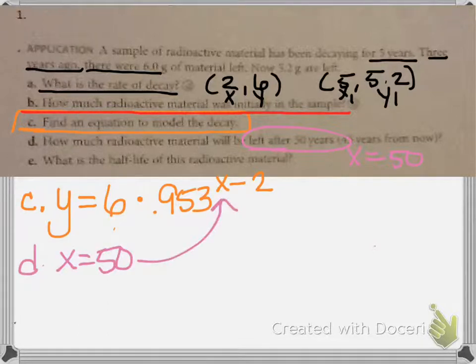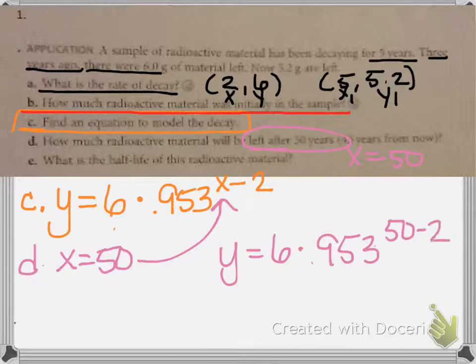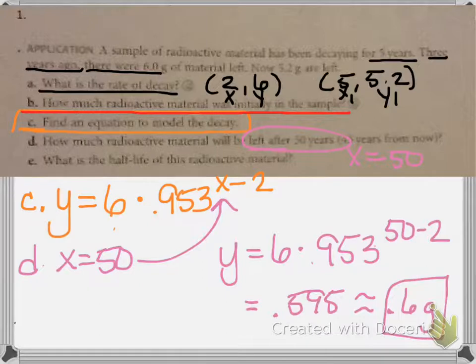So 50 goes in here, so I have y equals 6 times 0.953 to the 50 minus 2. I do all my lovely calculations and find out that this comes out to equal 0.595, so about 0.6 grams are left after 50 years. Easy enough. Part E gets a little bit more in depth and asks a different kind of question. What is the half-life of this radioactive material?